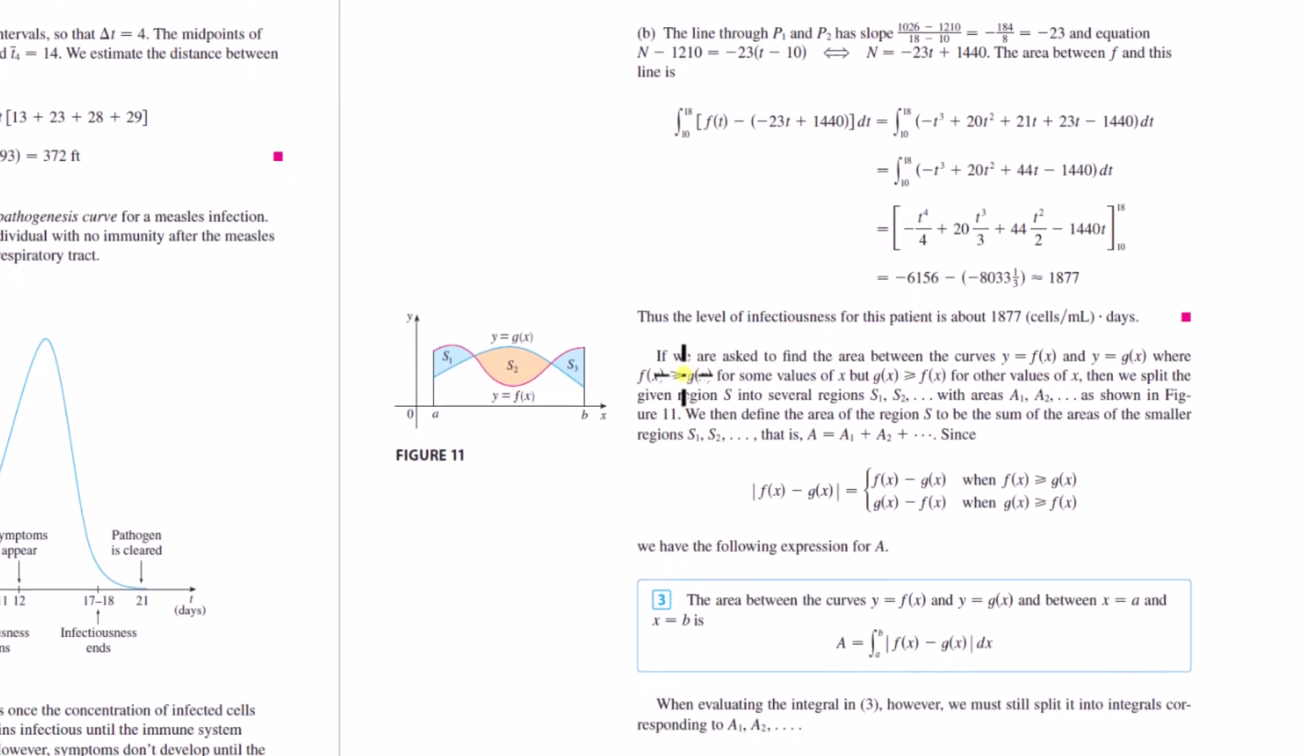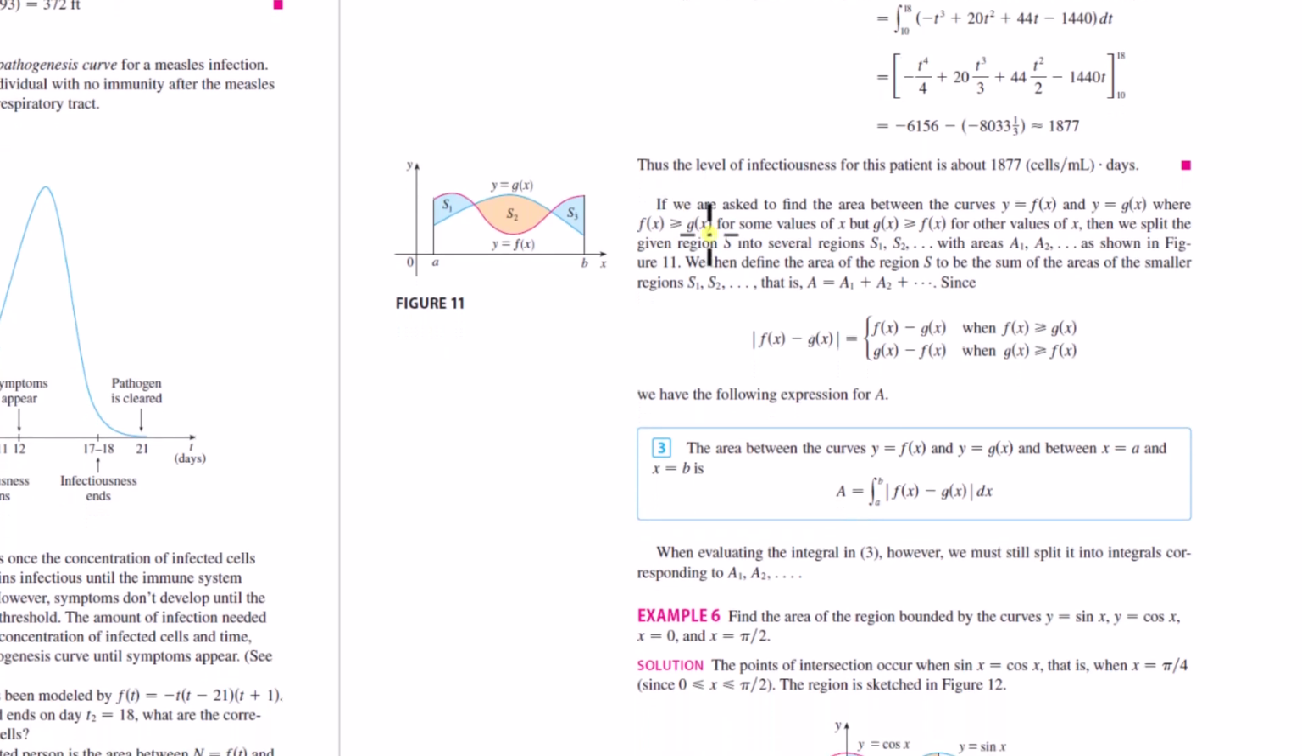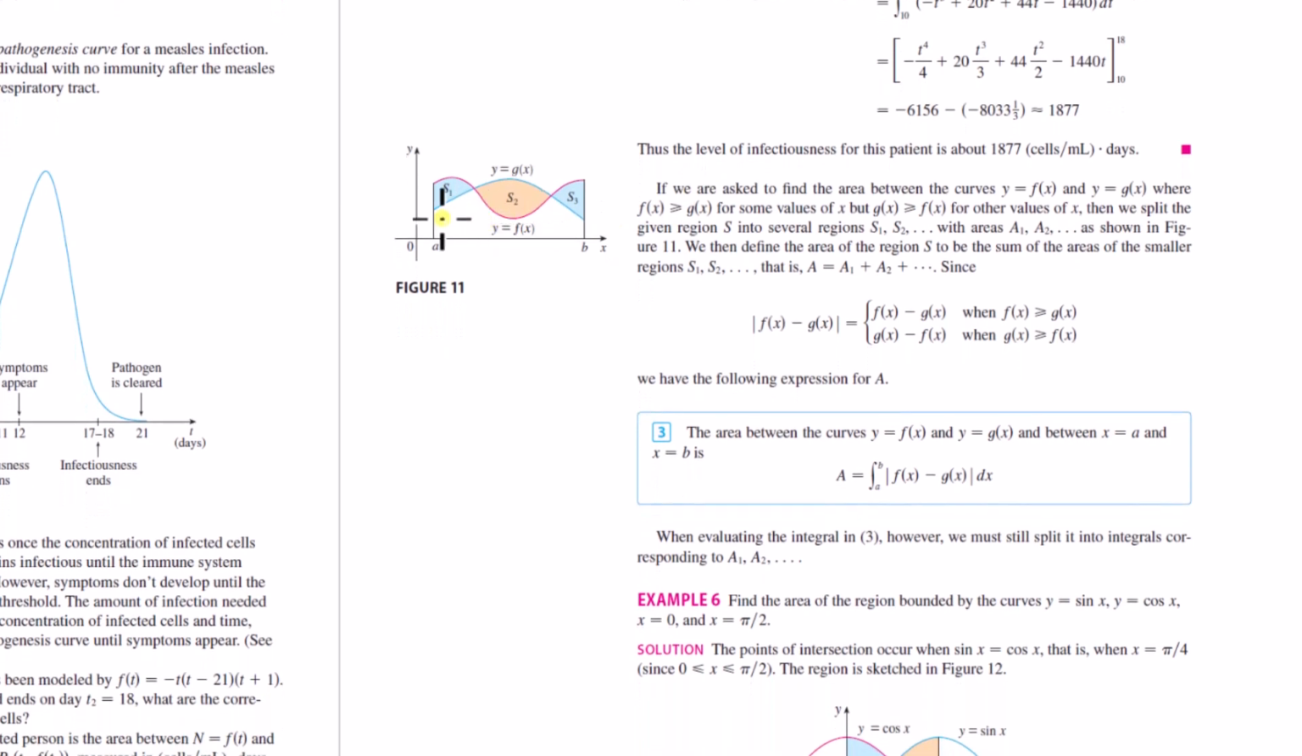It says here, what about the situation where you want to find the area bound between two curves, but one curve isn't necessarily always greater than the other curve over the interval? So it says, if we are asked to find the area between the curves y is equal to f of x and y is equal to g of x, where f of x is greater than or equal to g of x for some values of x, but vice versa for other values of x, then we split the given region S into several regions.